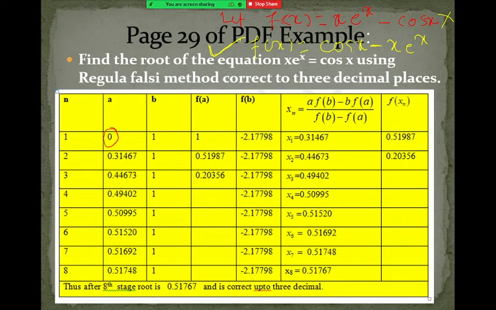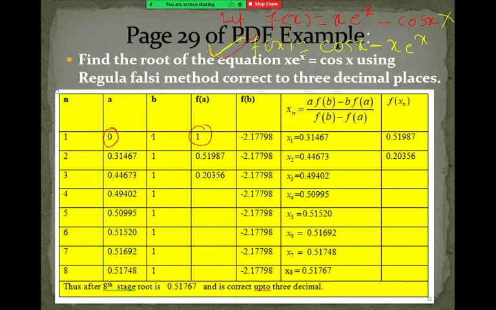Whatever answer you get, you'll get exactly the same answer. You can try it like homework. But right now I will just tell you that cos 0 is 1 and 0 into e raised to 0 is 0. So this f of 0 is 1 here. So for this f(x) you got this 1.